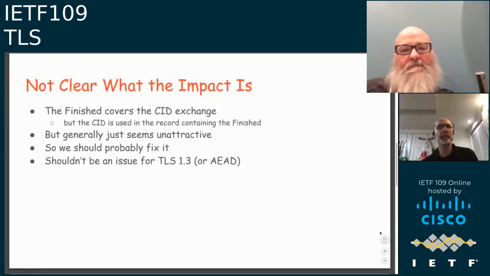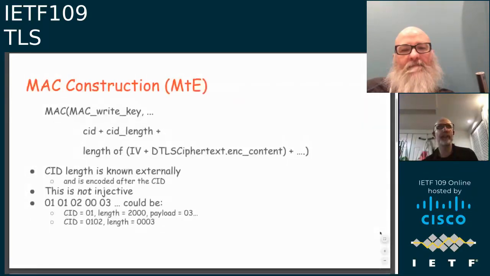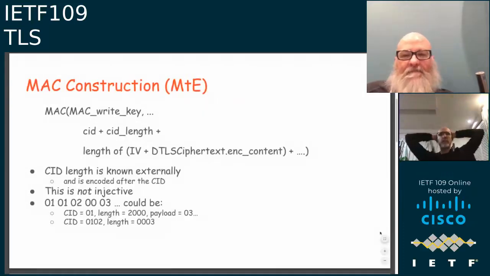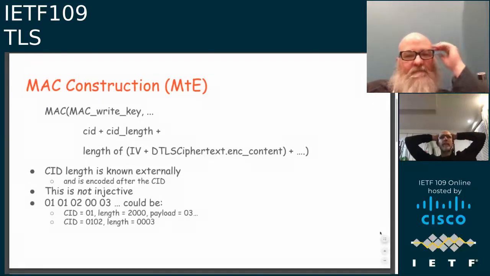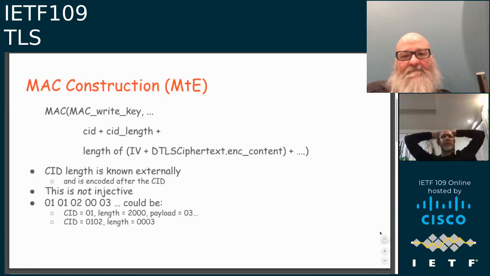Basically, the issue is the MAC construction for MAC-then-encrypt. You take the MAC with a MAC write key and some other stuff, and then the connection ID, plus the connection ID length, plus the length of the remaining stuff, plus some other stuff. It doesn't really matter what the dots are.